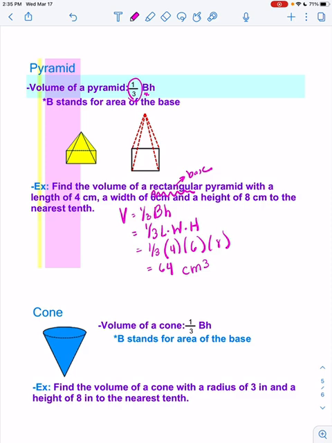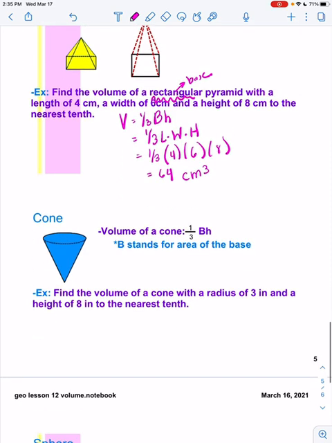So that's an example of a pyramid. Now here's a cone. Cones and pyramids actually have the exact same formula, 1/3 area of the base times height. And again, capital B is area of the base. What shape is the base of a cone? So hopefully you said circle. All cones will have circular bases.